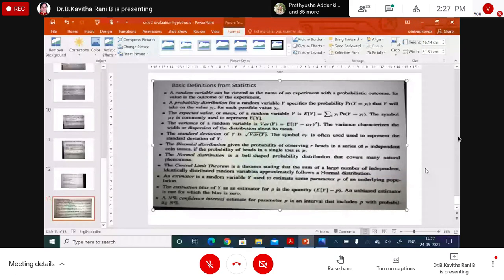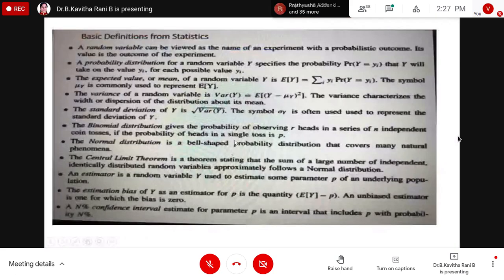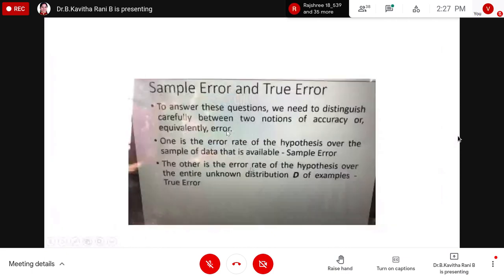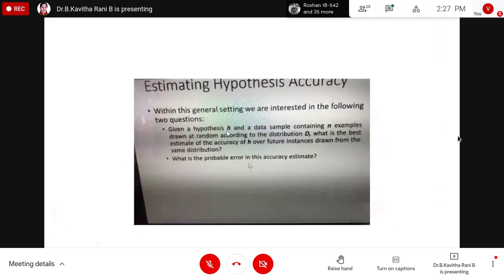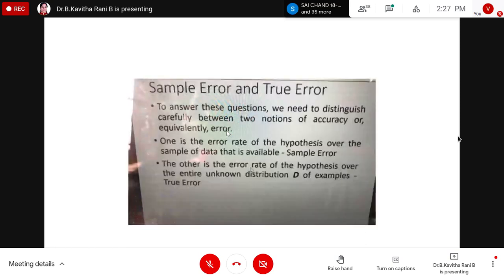So here we have discussed this. How to estimate the hypothesis accuracy? We have seen different types of questions related to this. Okay, and here it is based upon two things, that is sample error and true error.